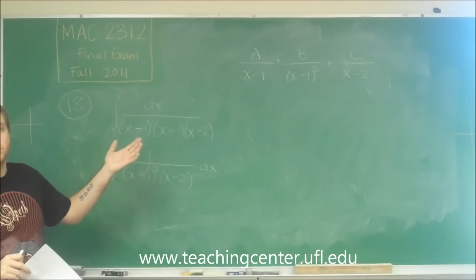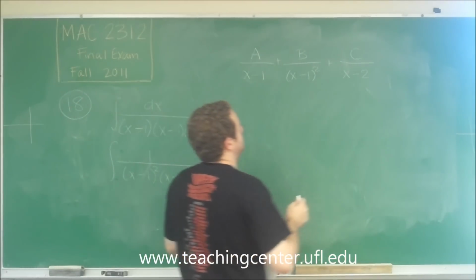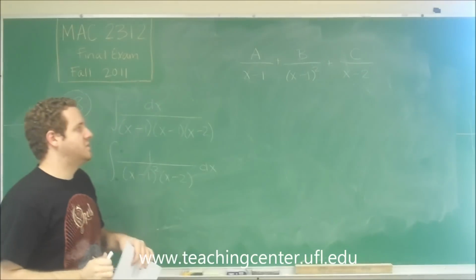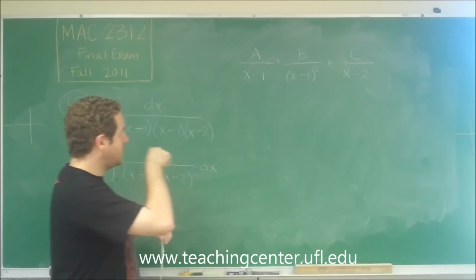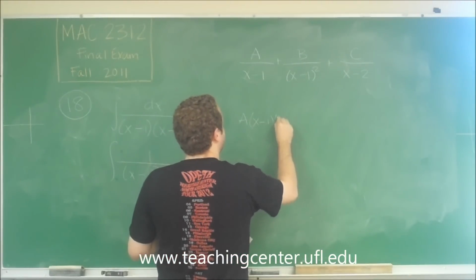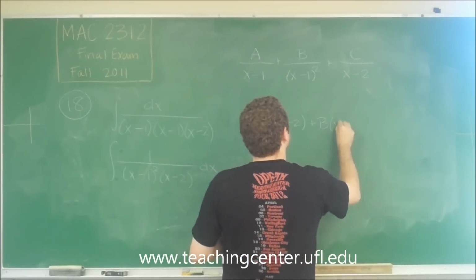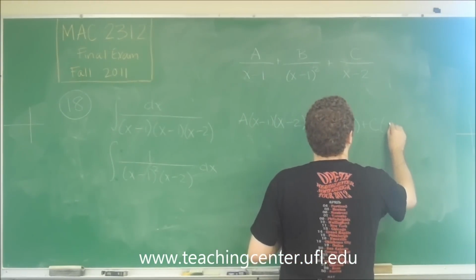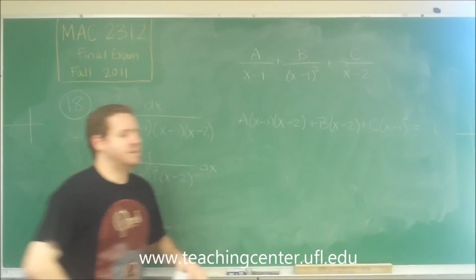So we can use our multiplication or partial fraction strategy. If we multiply everything that's needed for each variable, the numerator should equal 1. So A is going to have an x minus 1 and an x minus 2. B is just going to have an x minus 2. And C is going to have x minus 1 squared. And that all has to equal 1.